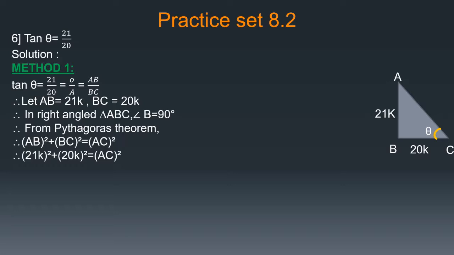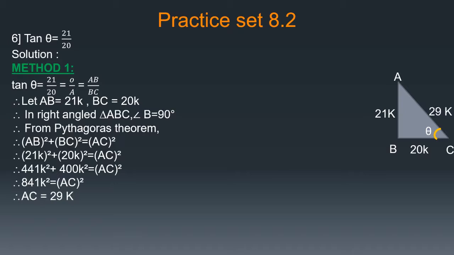Substituting the values of AB and BC, we get 21K square plus 20K square is equal to AC square. Square of 21 is 441 and square of 20 is 400. Now adding 441 plus 400, we get 841K square is equal to AC square. Now taking square root on both sides, we get the value of AC as 29K.